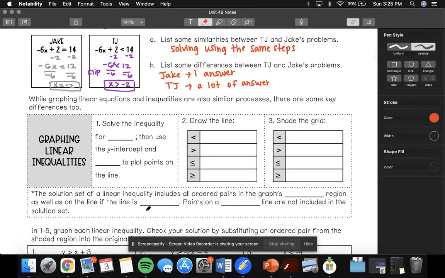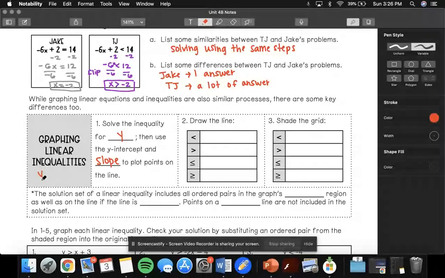Okay. While graphing linear equations and inequalities are going to be very similar to one another, there's some very key differences as well. Just like when we graphed just regular inequalities like this, we would do an open dot and we would shade to the right to show all the possible solutions. Just like when we start graphing lines, it's going to be very similar. So if necessary, we will solve the inequality for y. And then use the y-intercept and the slope to plot points on the line.